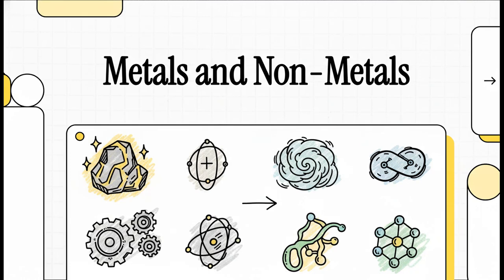Hey everyone, and welcome. Today we're going to jump right into the world of chemistry, specifically for Class 10. We're going to look at the huge differences between metals and nonmetals, and figure out how their tiny atomic personalities decide how they act, and, just as importantly, how we get them out of the ground.